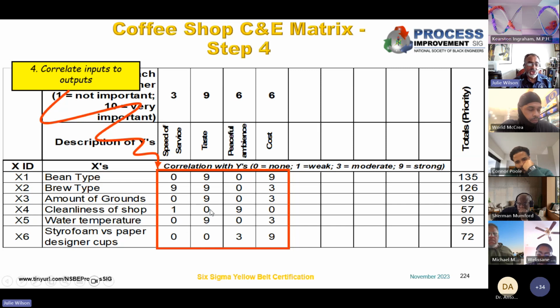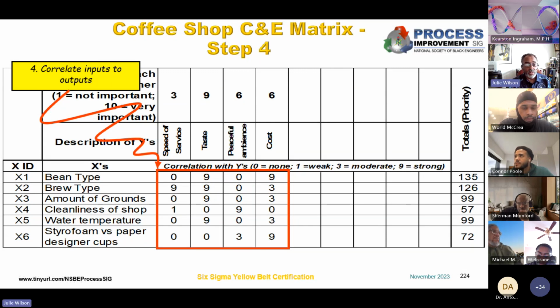The cleanliness of the shop doesn't impact the taste of the coffee unless you count in the cleanliness of the coffee pot as being part of the cleanliness of the shop. But we're talking about the floor and the walls and the tables and stuff. The cleanliness of the shop definitely contributes heavily to the ambiance of the place. And it doesn't contribute to the cost. Water temperature doesn't impact the speed. It does impact the taste, doesn't impact the ambiance, and it has a moderate impact on the cost.